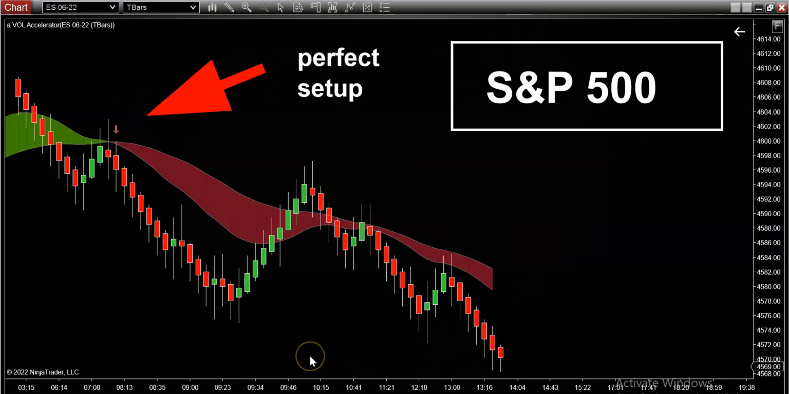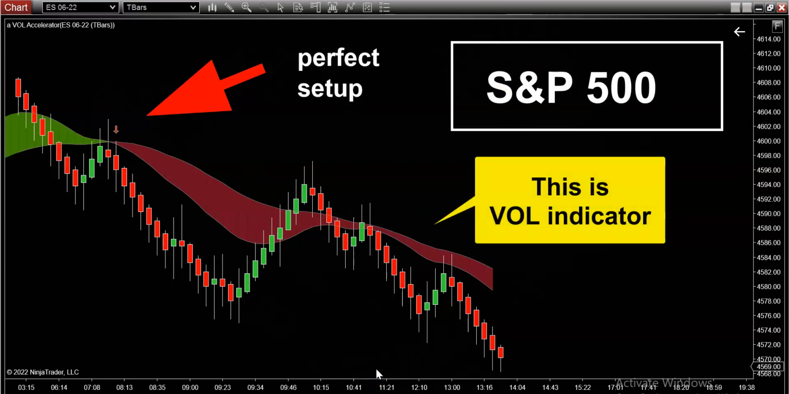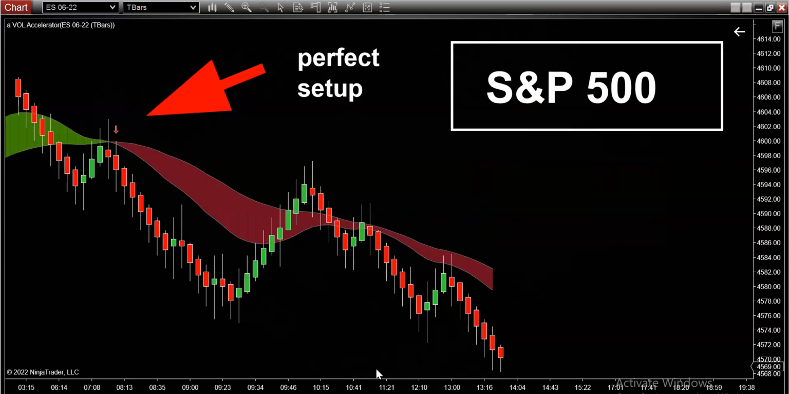And for those of you guys that are not in the know, this green and red color band that you see overlaid on top of the S&P 500 chart is our proprietary volume indicator. It tries to detect what the large traders are doing, right? If it detects that the large traders are buying the market, it turns green. And in a case like today, if it detects that the large traders are selling or exiting the market, this volume band will turn red.